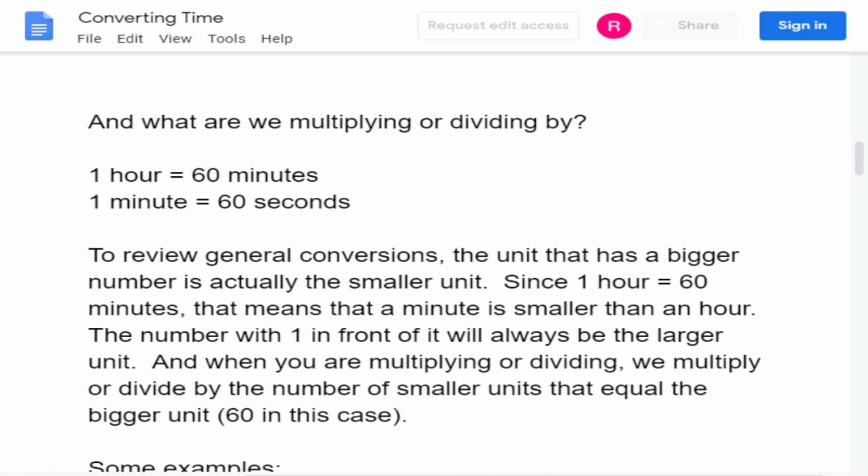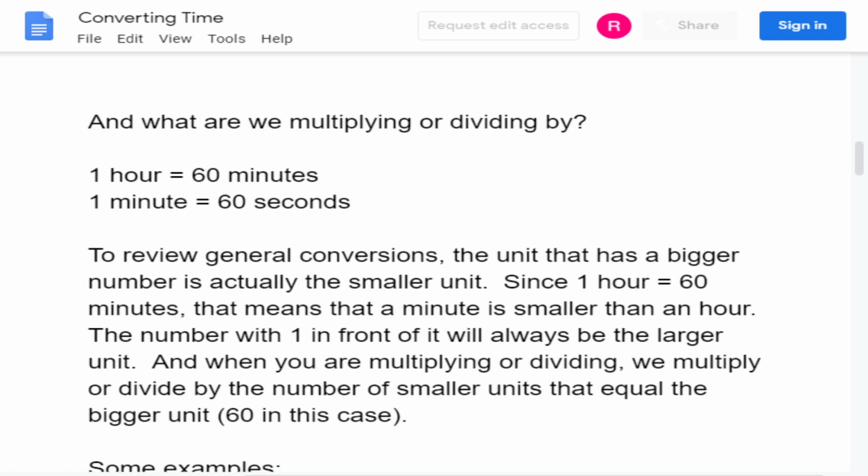So 1 hour equals 60 minutes. 1 minute equals 60 seconds. Okay. So we could also go into days compared to years, but these things are all pretty simple. It's all the same steps. You're just multiplying or dividing by different numbers, right? So from hours to minutes, you're multiplying or dividing by 60, because 1 hour equals 60 minutes. From minutes to seconds, it's the same thing. You're multiplying or dividing by 60 because 1 minute equals 60 seconds.